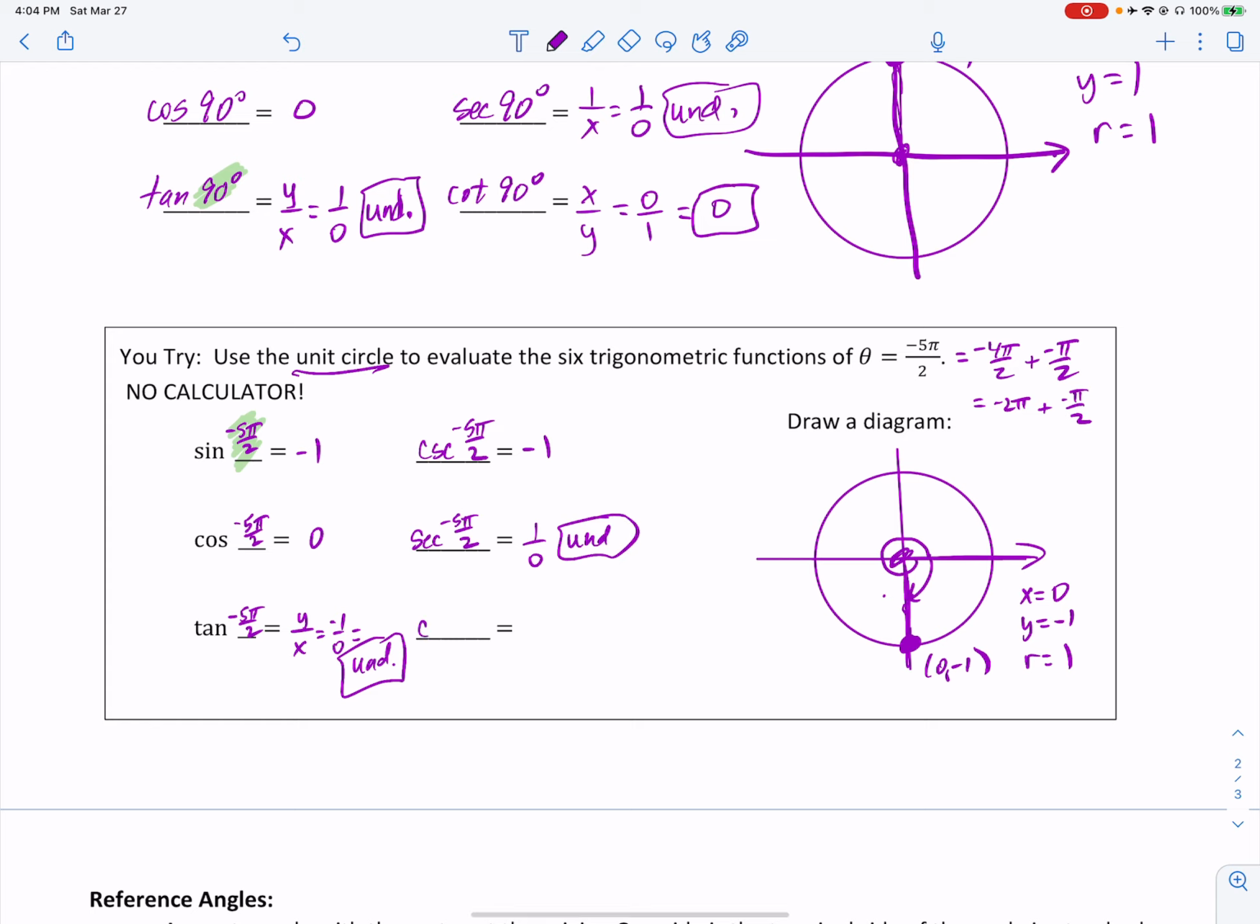And then for cotangent of a negative 5 pi over 2, it's the reciprocal of tangent. It is x over y. It is 0 over a negative 1, and you need to simplify that to 0. You don't get credit for 0 over negative 1.